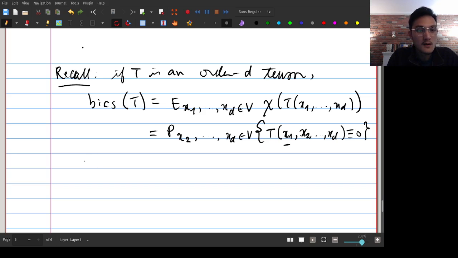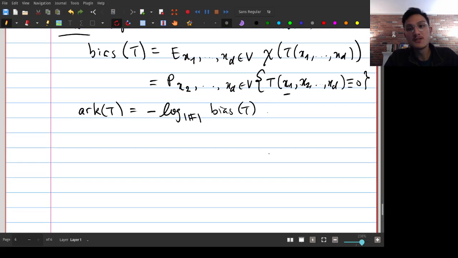Then the analytic rank, ARK(T), is defined to be minus log of the bias. We showed that the analytic rank is non-negative in the previous video, and we also showed that it's equivalent to ordinary rank for a 2-tensor, which is a matrix.